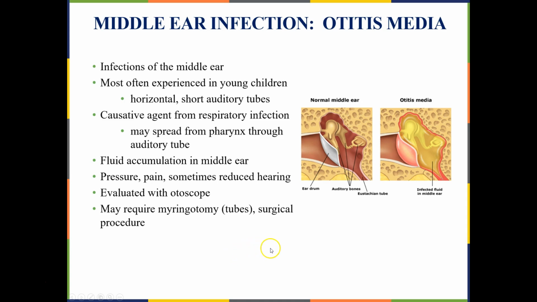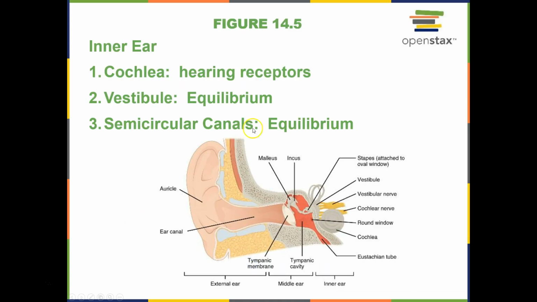If you do get tubes put in your ear, you're more prone to getting tubes put in a second time, so a lot of times you have to go in for tubes multiple times throughout your life. And as you get older, it usually is a little easier because that eustachian tube becomes more vertical and materials don't travel as effectively. The inner ear then contains the cochlea, the vestibule, and the semicircular canals. So this vestibule and the base of the semicircular canals is where the receptors for equilibrium are located. And then within the cochlea, we have the receptors for hearing.